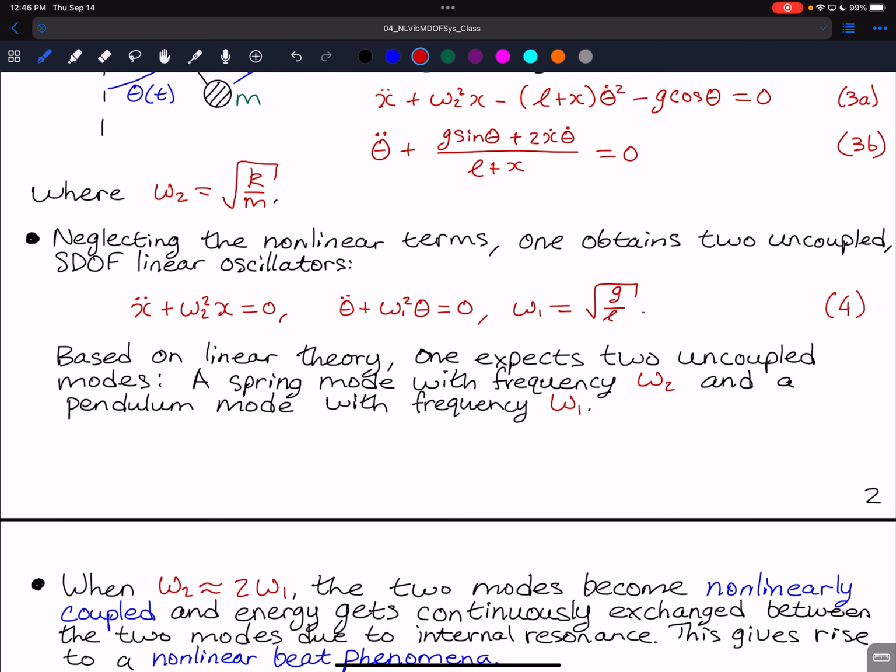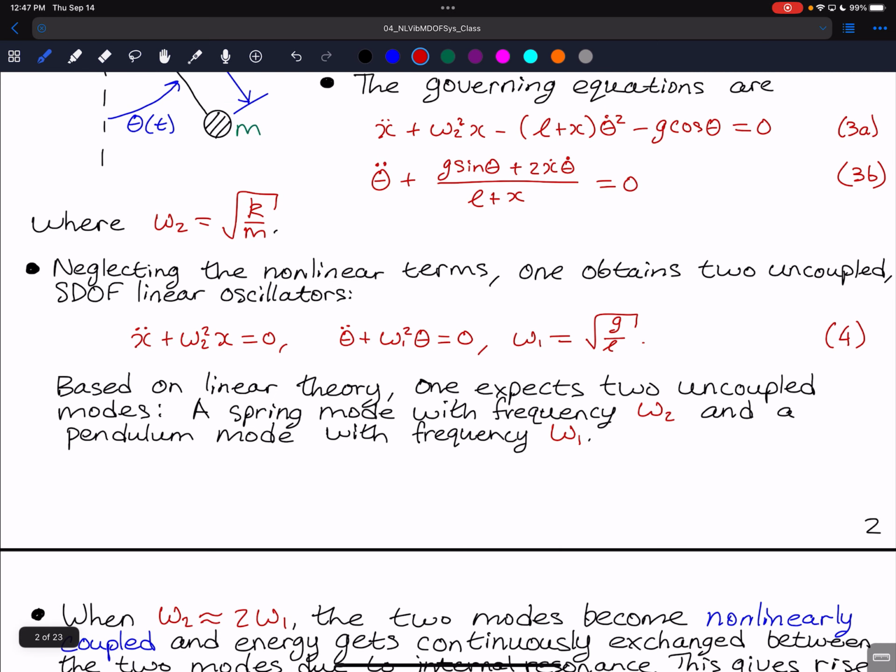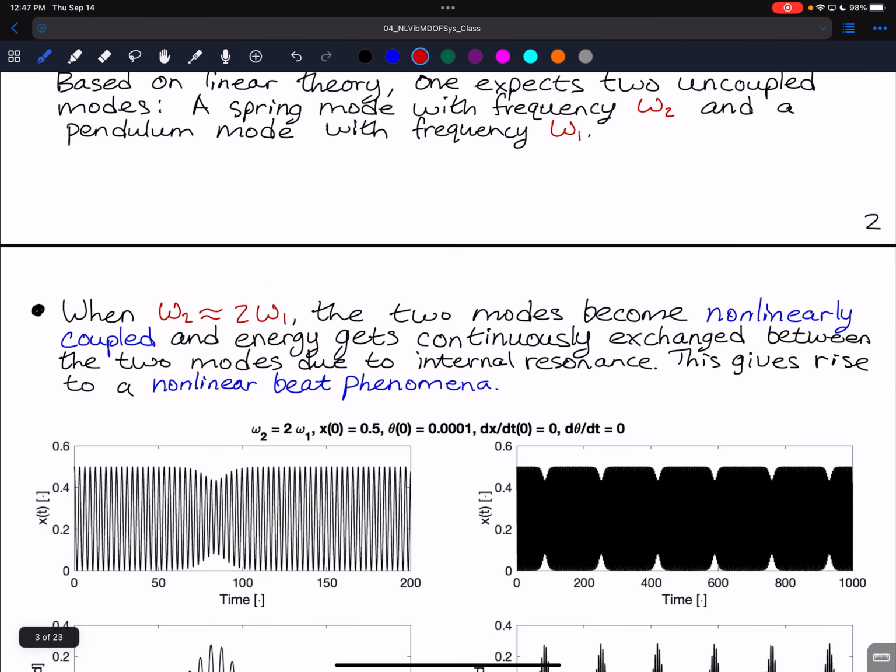So we can see here that once you get rid of that nonlinearity, there's no coupling in these equations. Based on linear theory, you would expect there to be two uncoupled modes, one just a spring mode that bounces up and down, and a second one that is just a pendulum mode with a frequency omega 1. So just to be clear, based on linear theory, when we study equations 3a and 3b, we would expect there to be two modes that are uncoupled, each with separate frequencies. However, when... Yeah, go ahead.